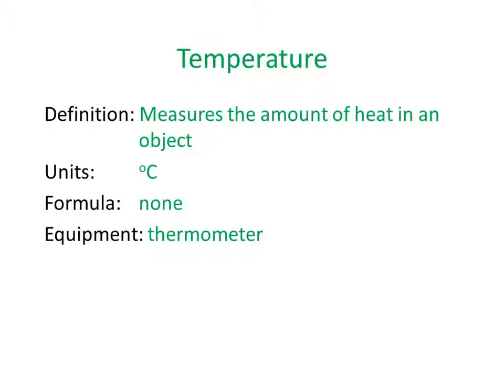You don't really need a formula for temperature unless you're talking about converting between Celsius and Fahrenheit, so that when you see 17 degrees Celsius, you would understand what that translates to in Fahrenheit. But you don't have to know that formula right now, so we're going to hold off on that. The equipment, obviously, would be a thermometer, and that would help us measure temperature.